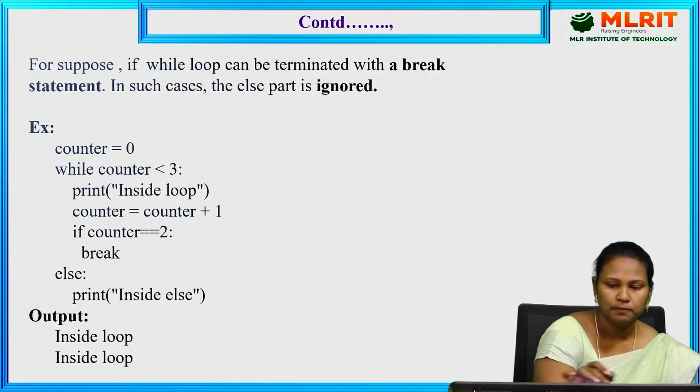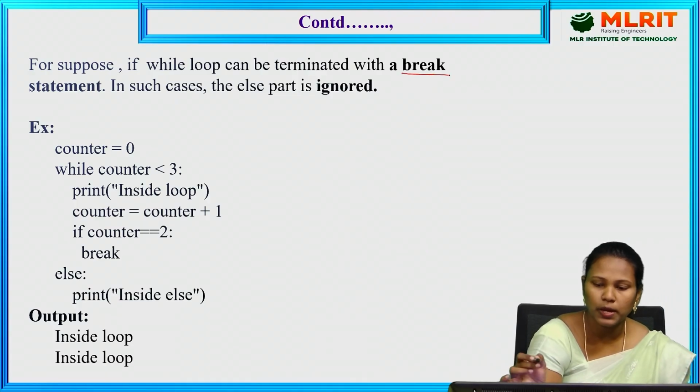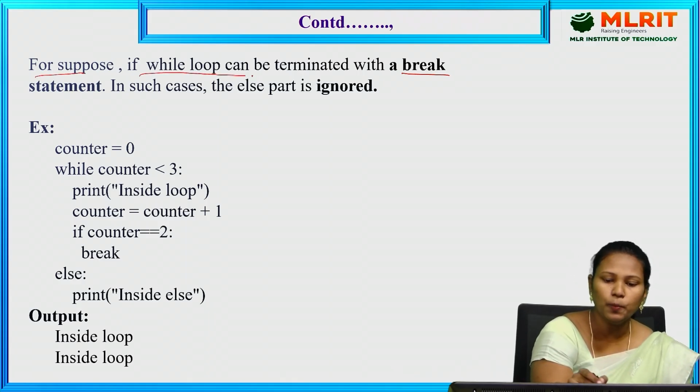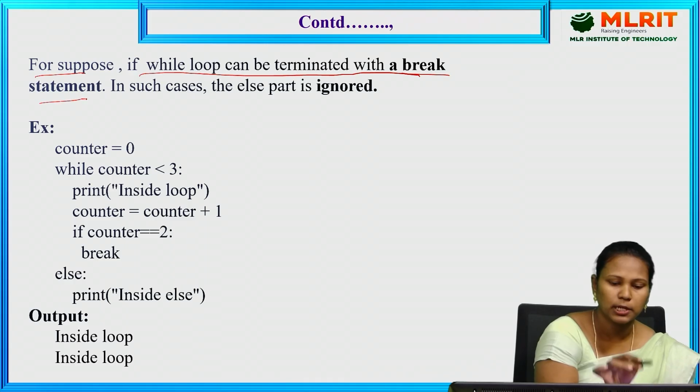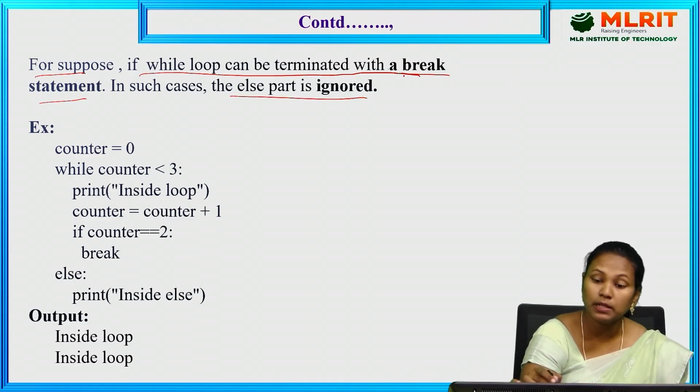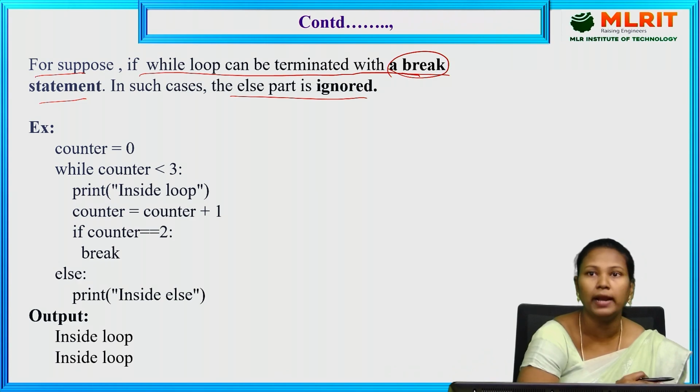The next one: in the while loop we also use break statements and continue statements. If the while loop is terminated with a break statement, in such cases the else part is ignored. So if you are using the break statement, it does not execute the else part. Break means it stops the execution, coming out of the entire loop.